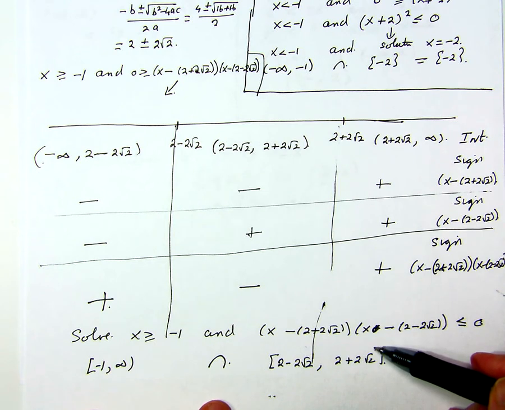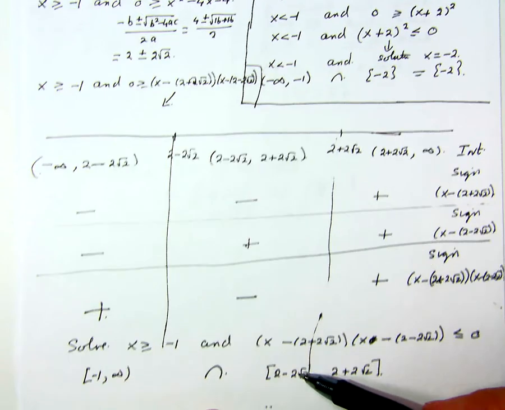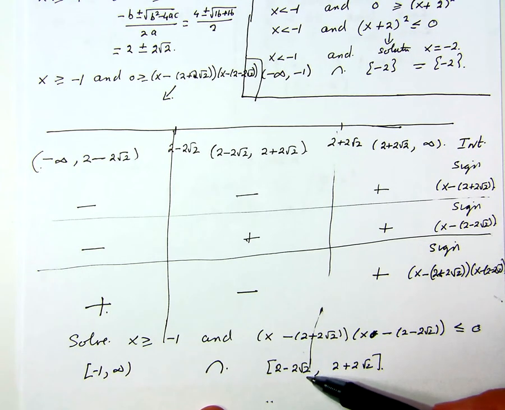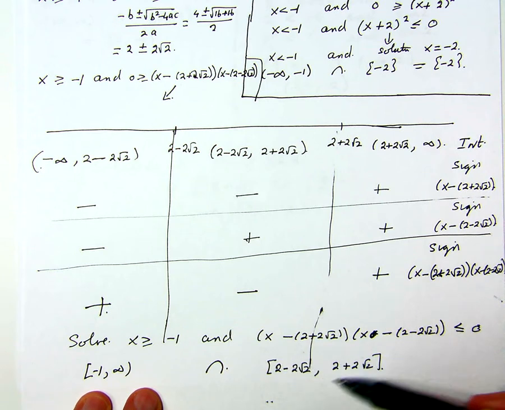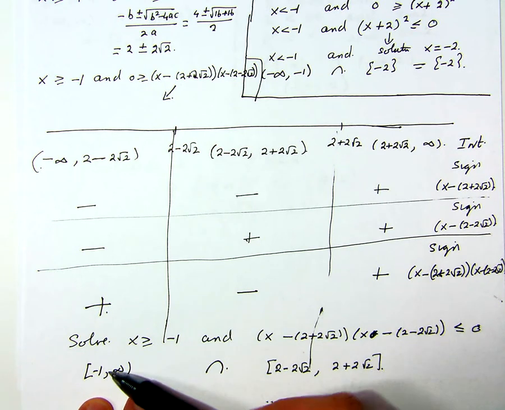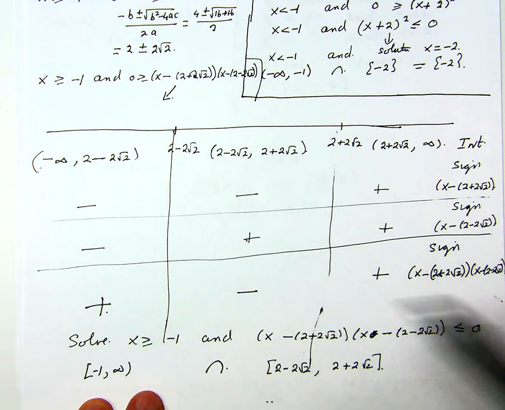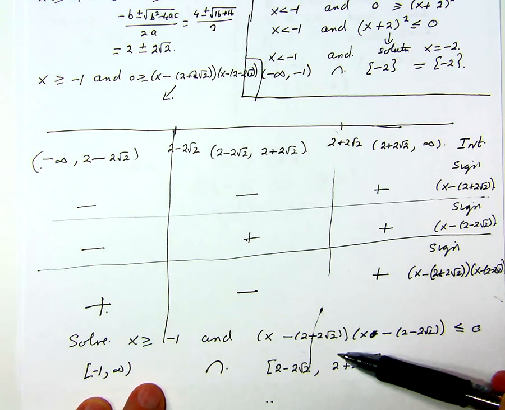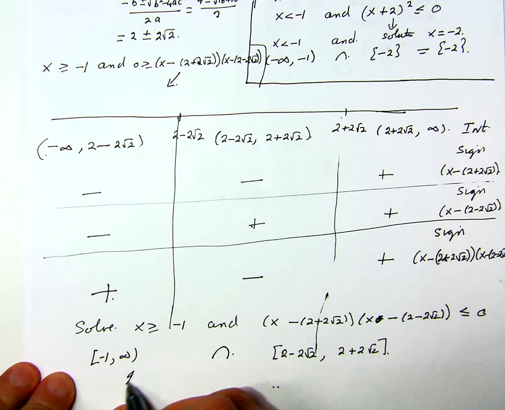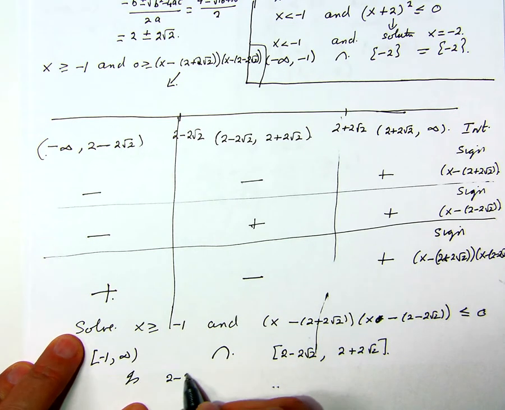Now the question is, where is -1 in relation to 2 minus 2 times the square root of 2? Is this bigger than -1 or less than -1? If it's bigger than -1, this interval is contained in the interval between -1 and infinity, and the intersection is just this interval itself. So our big question is, is 2 minus 2 times the square root of 2 bigger than -1?